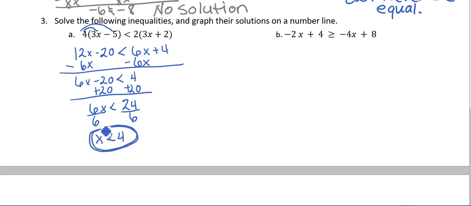And to graph it on a number line, I'll have 4, an open circle since it's less than and not equal to. And all my numbers that are less than 4 will be to the left, so I'll shade to the left.